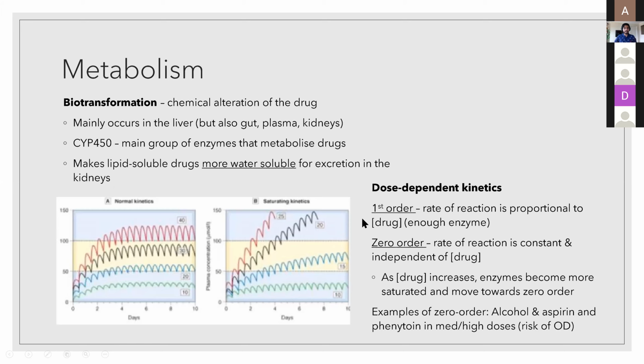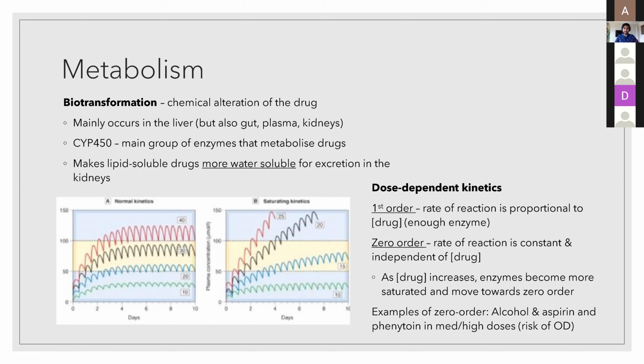What we've got here is metabolism. There's another term for metabolism, related to pharmacokinetics, called biotransformation. All this is the chemical alteration of the drug. Biotransformation mainly occurs in the liver. It can also occur in the gut, in the plasma, and in the kidneys. There's a group of enzymes that assist with the process of biotransformation, called CYP450. This is the main group of enzymes that metabolize drugs, that alter drugs chemically.